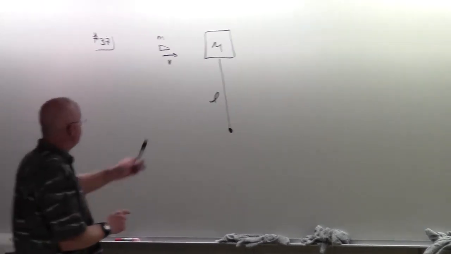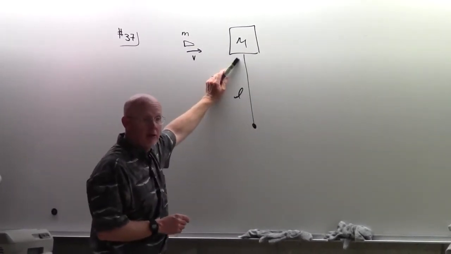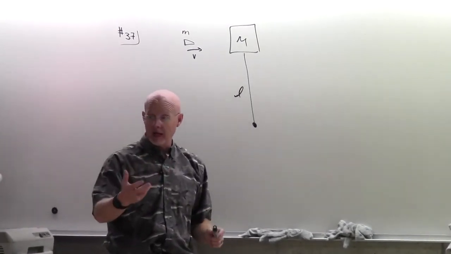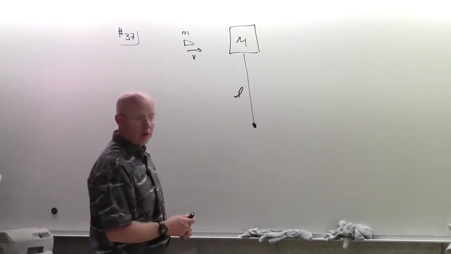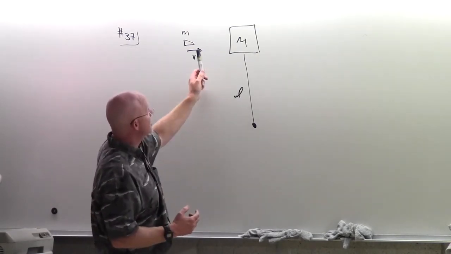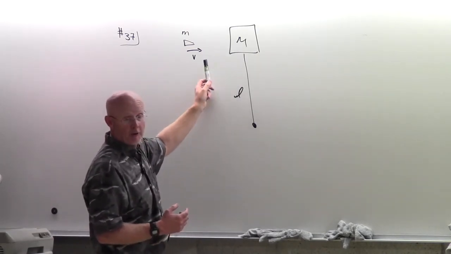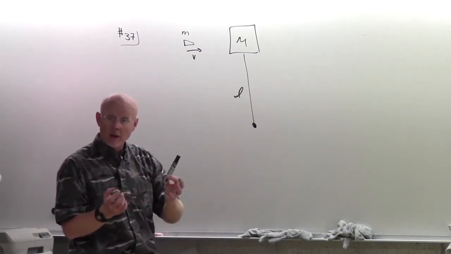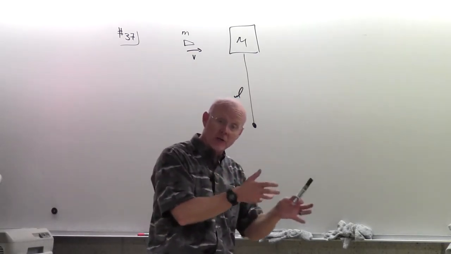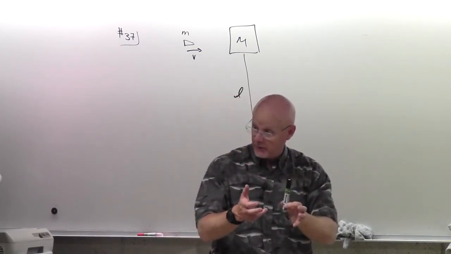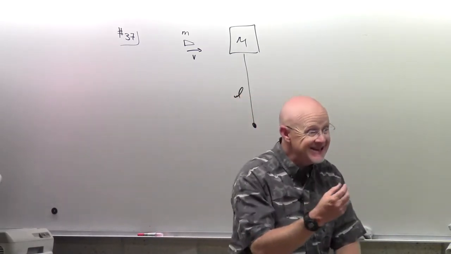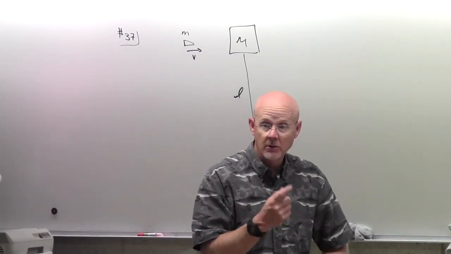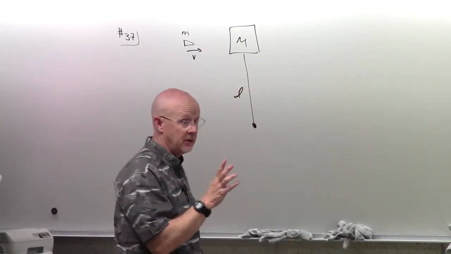When this bullet hits the block, isn't there an interaction between these two? Doesn't the bullet slow down? Doesn't the block speed up? Okay. But if I put these two together as a system, the torque from one is equal to the torque on the other. So isn't the net torque on the system 0? Although, let's be careful here.